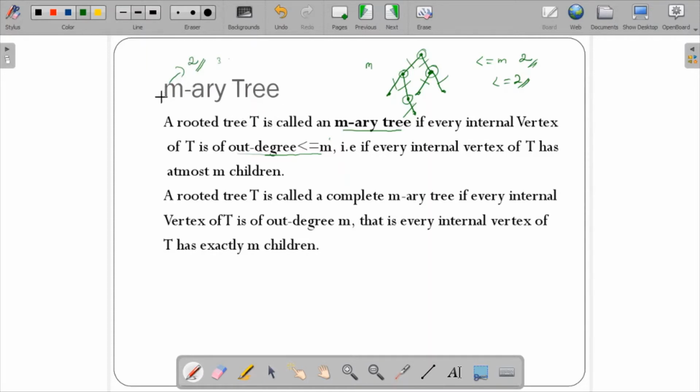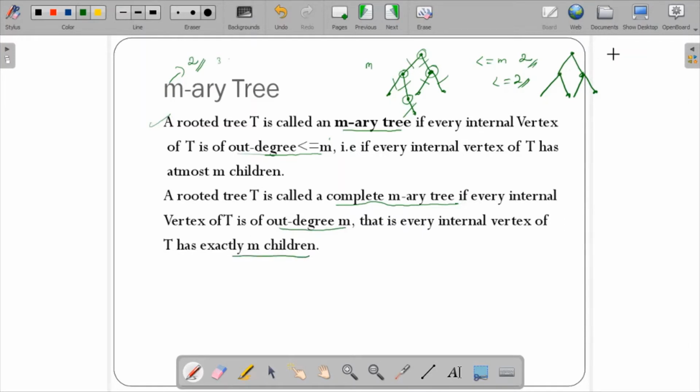So this M can have any specified value. This is the basic definition of the M-array tree. Now, if you want a complete M-array tree, then every internal vertex should have exactly M children. So an M-array tree is complete if every internal vertex is of out degree M, that is, every internal vertex has exactly M children.